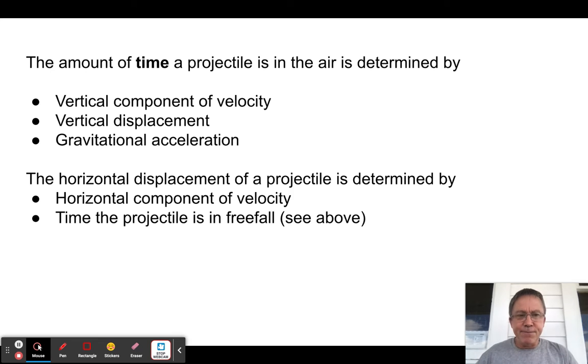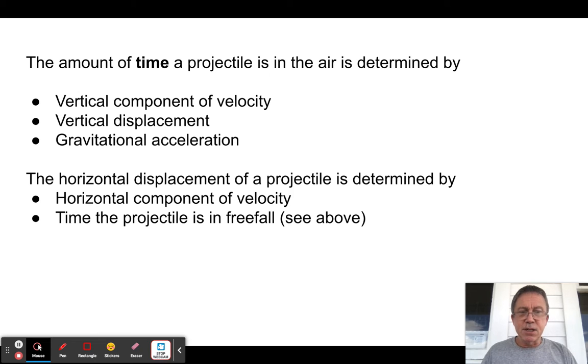Now to the real heart and soul of this: the amount of time an object is in the air is going to be determined by the vertical components that it has. So that means the vertical component of velocity, whatever its velocity is, is going to decide how long it gets to be in the air. The vertical displacement, how far it has to fall, like the car going off a cliff kind of problems, and of course gravitational acceleration. If you're on a planet where g is smaller, it's going to be in the air longer, and if g is greater, it's going to be in the air less time.